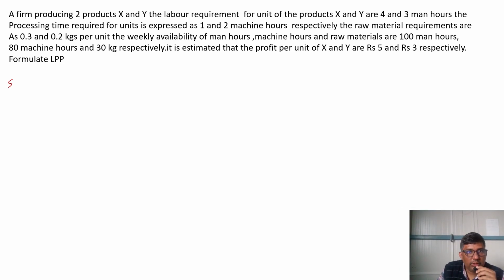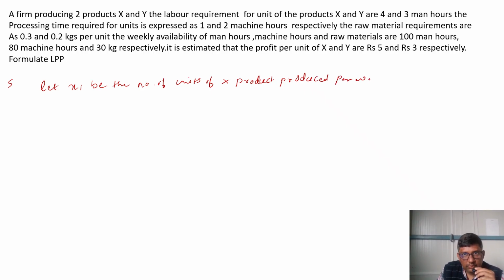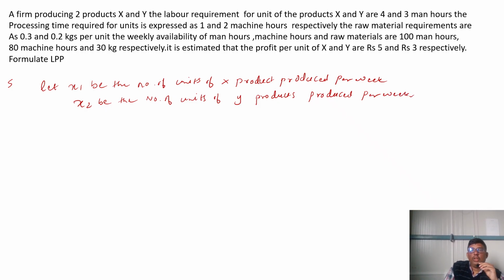Let x1 be the number of units of X product produced per week, and let x2 be the number of units of Y product produced per week. So what we did here is we identified the two decision variables.